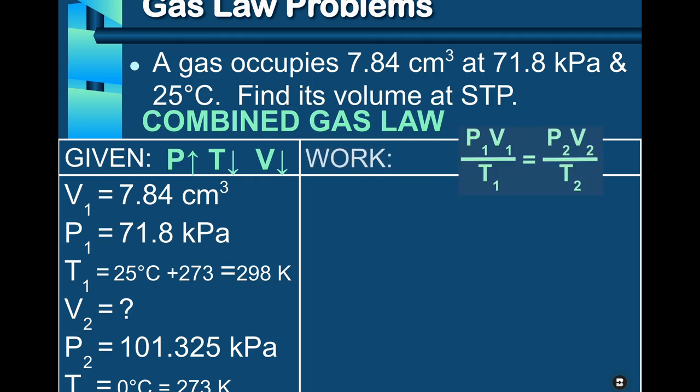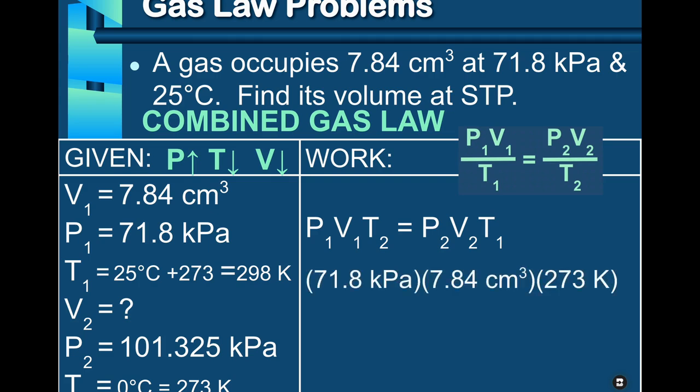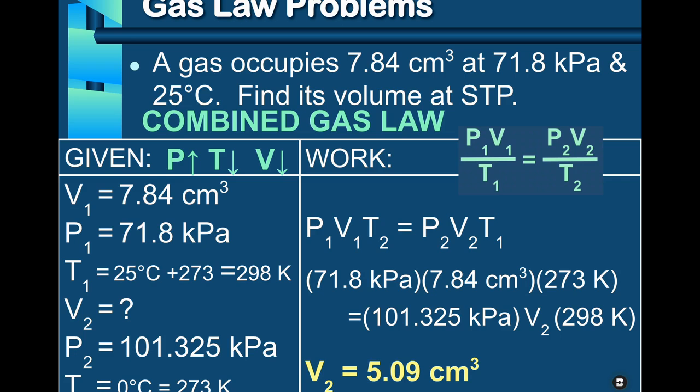So there's the combined gas law. And I went ahead and did my cross multiplying here, right? So I took my pressure and volume on the top and multiplied it times the second temperature on the bottom. I'm going to set that equal to P2 V2 over T1. So just some cross multiplying before I plug in the numbers. So there are my values. That's going to be equal to that. So then to solve for V2, I'm just going to divide both sides, and my new volume is 5.09 centimeters cubed.